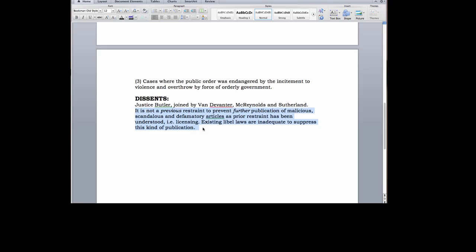So this is how you do an abstract. You need to read the majority opinion, the concurrences, and the dissents, and follow this format very closely. And that's how you do one of these 4 for the class when it comes to an abstract.